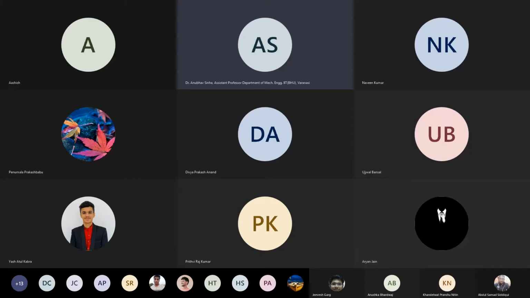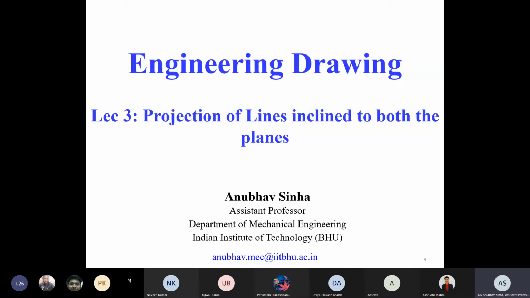We have talked about how to project a point in an orthographic and pictorial view, and we have also discussed how to project a line. So slowly, we are building up. We have started with points. Today we'll also look into lines, and from next class onwards, we'll talk about planes and 3D objects.